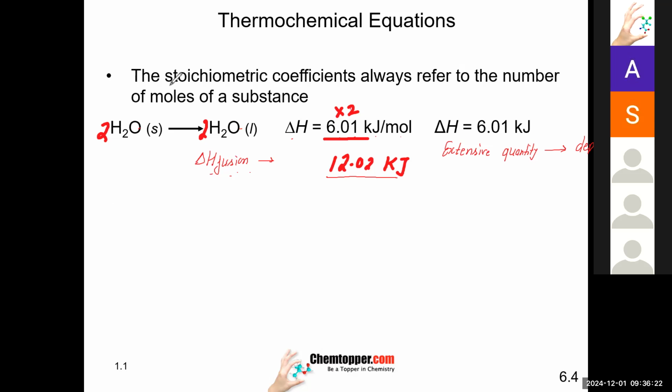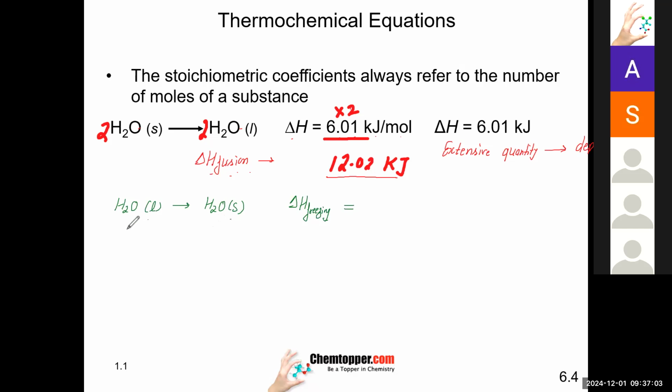If you reverse the equation, let's write it down in the reverse manner. H2O liquid to H2O solid. What is this process called? Liquid to solid, what is it? It is freezing. So you are going to say delta H of freezing. And what's the value of this delta H of freezing? Is it exo or endo, children? Liquid to solid, exo or endo?